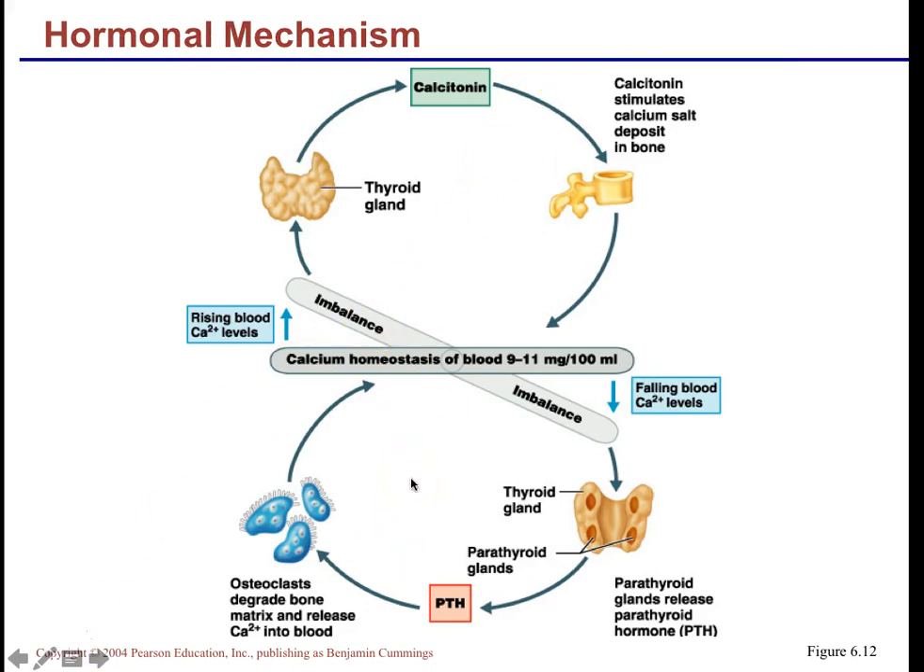I tend to be a visual person, so I get more out of these than I do from the previous slide. Here you have an imbalance where you would have too much blood calcium. The thyroid produces calcitonin, which then stimulates the osteoblast to take the soluble calcium to insoluble and deposit it in the bone matrix. If the blood serum calcium levels get too low, then the parathyroid glands, these little glands right here on the underneath of the thyroid, will produce parathyroid hormone.